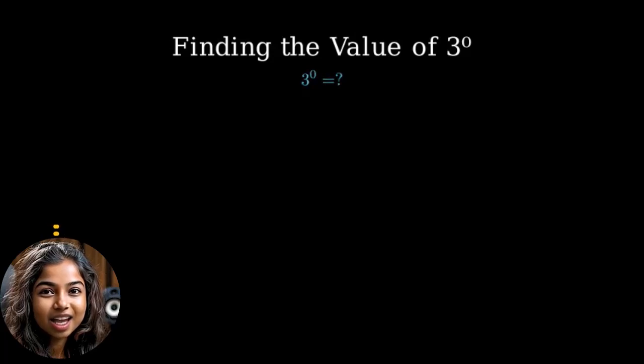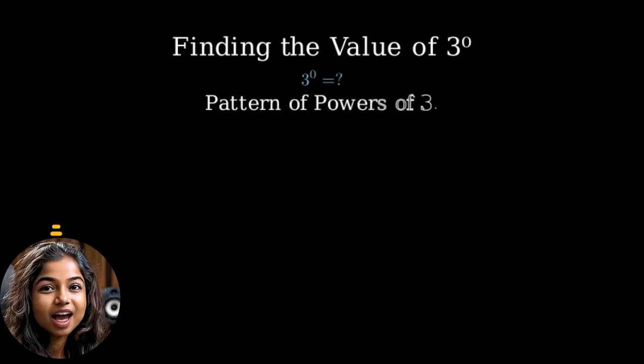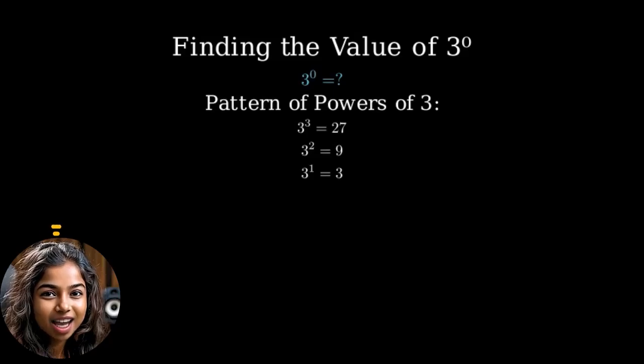To understand why any number raised to the 0 power equals 1, let's look at the pattern of powers of 3. Let's start with 3 to the 3rd power and work our way down. 3 to the 3rd power equals 27. 3 to the 2nd power equals 9. 3 to the 1st power equals 3. Let's observe what happens each time we decrease the exponent by 1.